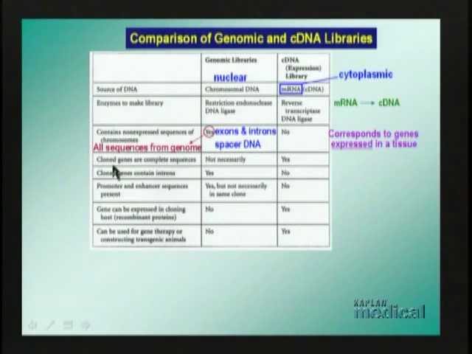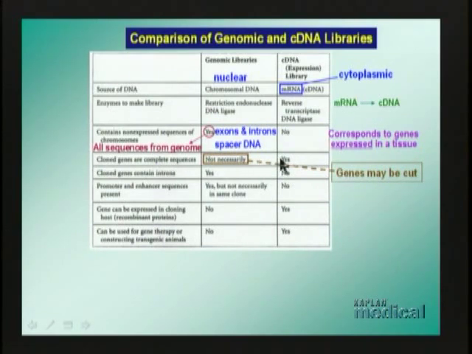Another item: clone genes are complete sequences. And it says here, not necessarily with genomic libraries. Why not necessarily? Remember in one of the earlier slides how in generation of genomic libraries, a gene might have a palindrome within the gene. When we add an endonuclease to a chromosome which has a palindrome within a gene, that gene might be cut up. So a genomic library will not necessarily have complete sequences of particular genes.